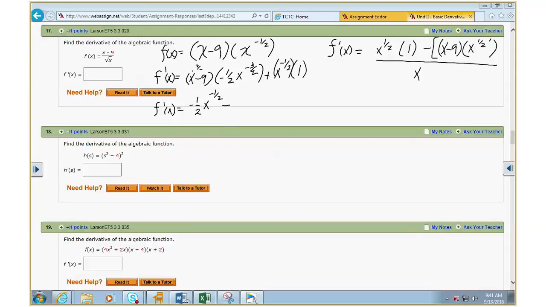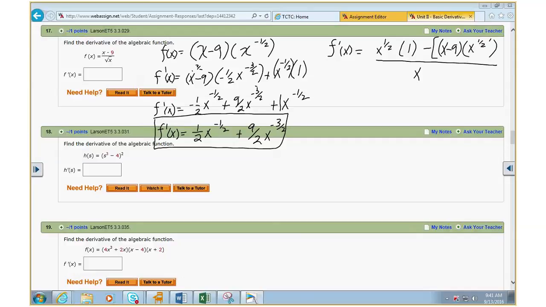I'll just do 9/2. Be positive what? 9/2. x to the negative 3/2 plus x to the negative 1/2. That's a 1. So f prime of x. What's negative 1/2 plus 2/2? 1/2, Hubert. That's right, guys. x to the negative 1/2 plus 9/2 x to the negative 3/2. And then factor out a negative 1/2. You can factor out 1/2 x to the negative 1/2, but I'll just stop it right there, and then we'll compare it to the answer over here.